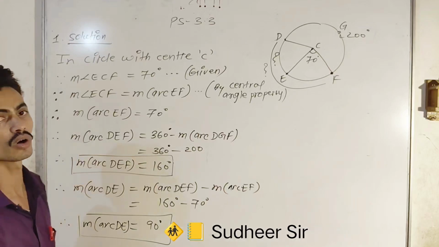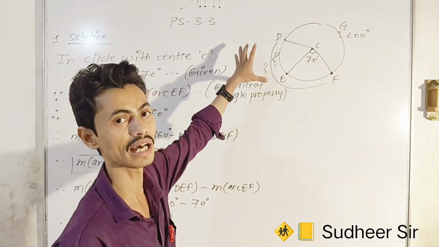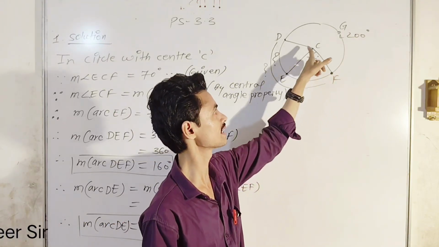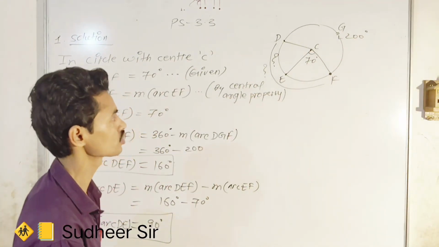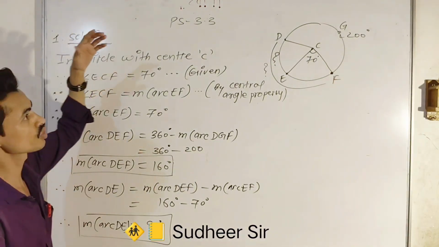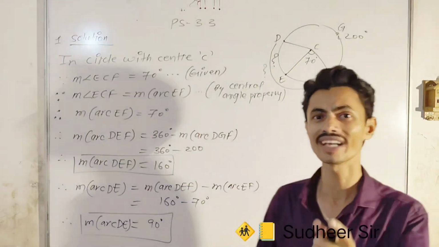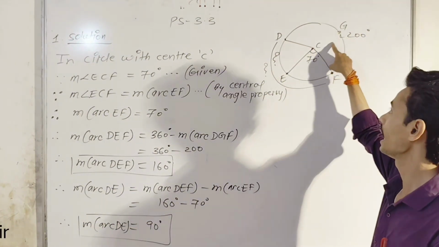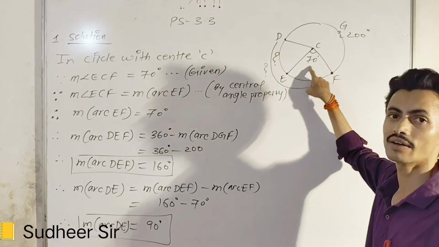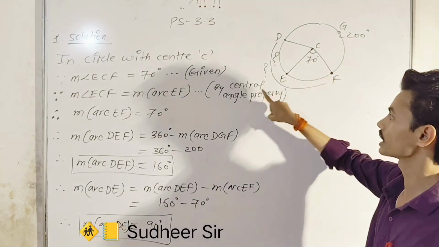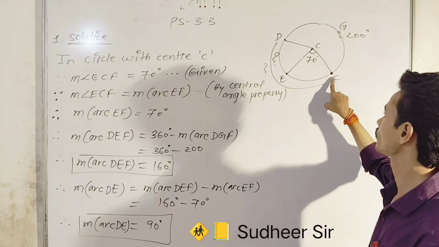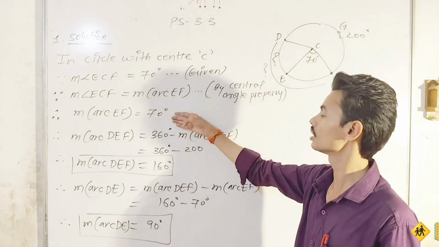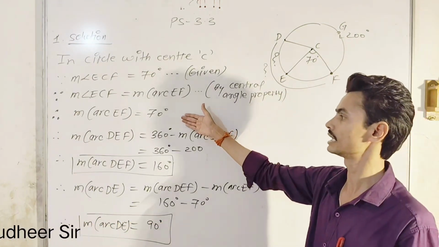So in this way we have found all the values asked in the question. I will repeat again so that you all can understand very easily. Quickly I will revise which information is given in the question. The center of the circle is C and the measure of the central angle is 70 degrees. With the help of the central angle property, the arc subtended by a central angle has the same measure, so we got the value of arc EF as 70 degrees.